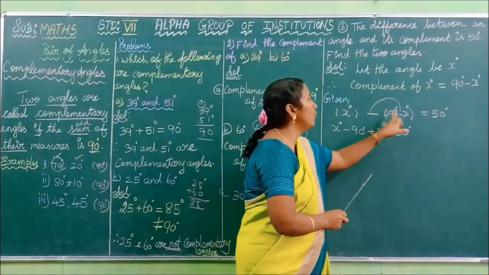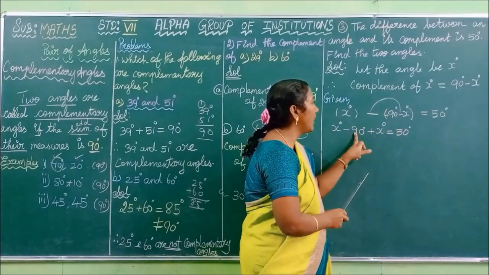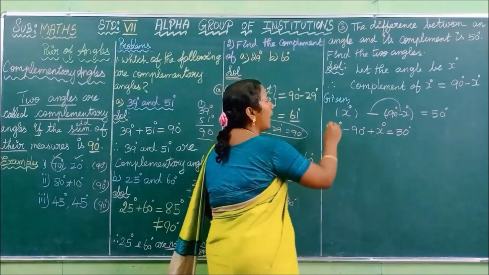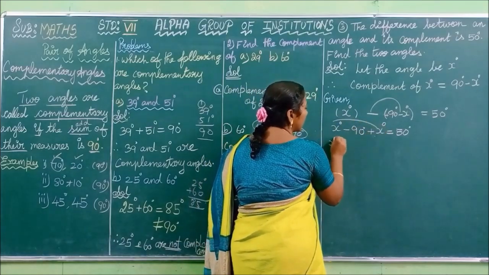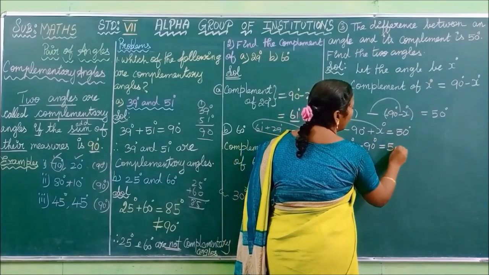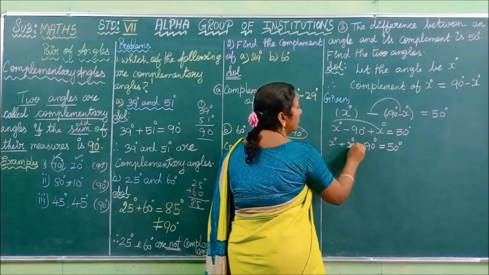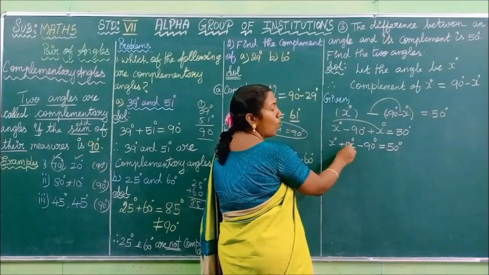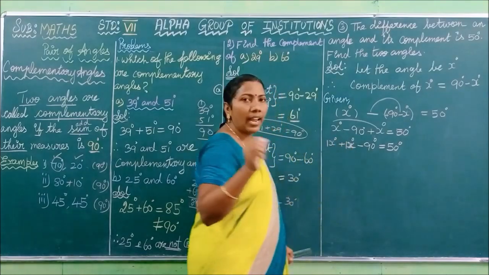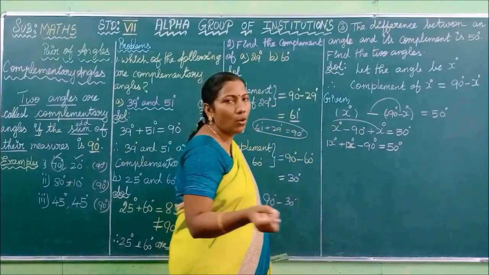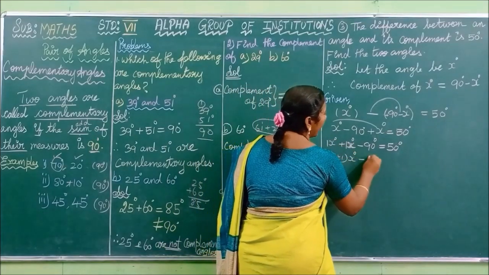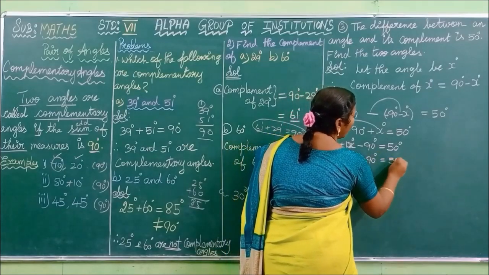Now we are going to remove the bracket. After removing the bracket, here we have minus 90, minus into minus, plus x, which is equal to 50. Now we have to add the like terms, that is x degree plus x degree minus 90 degree, which is equal to 50 degree. The coefficient of x degree is understood to be 1. Similarly, what is the coefficient of the other x degree? 1. So, in order to add the like terms, we have to add the numerical coefficients. So, 1 plus 1 x degree minus 90 degree equal to 50 degree.